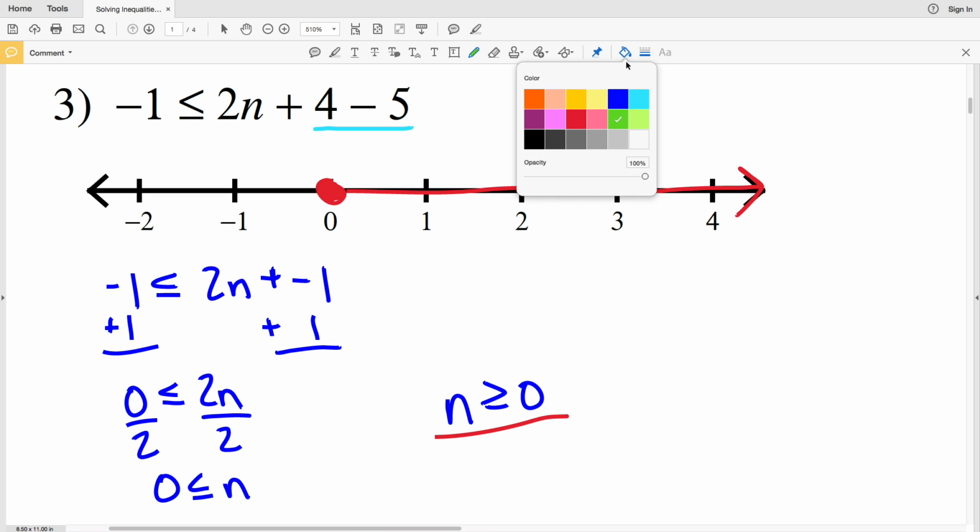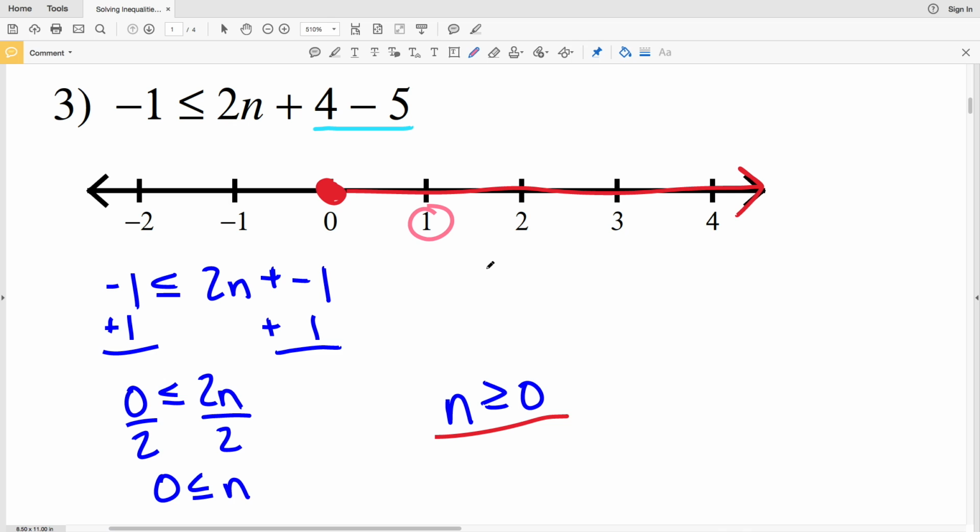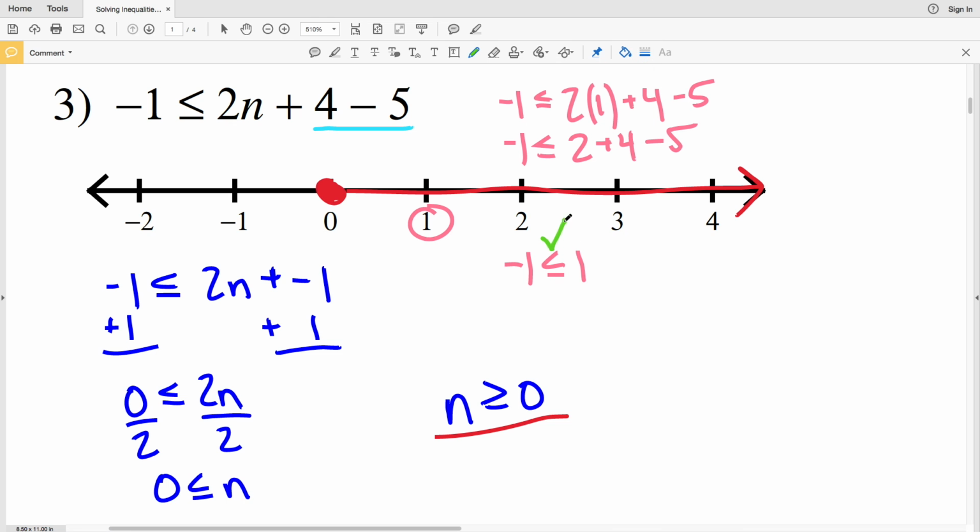And let's use a point to double check. Let's plug 1 in for n. Then we'll get that negative 1 is less than or equal to 2 times 1 plus 4 minus 5. That'll give us that negative 1 is less than or equal to 2 plus 4 minus 5. So negative 1 will be less than or equal to, 2 plus 4 is 6, 6 minus 5 is 1. Negative 1 is indeed less than or equal to positive 1. So we shaded on the correct side of the 0.